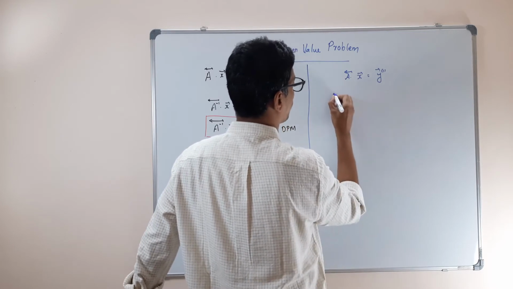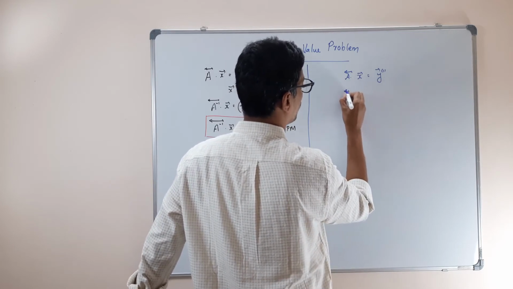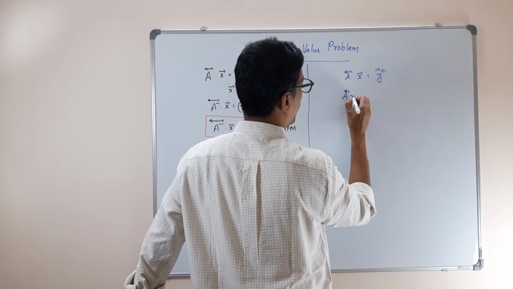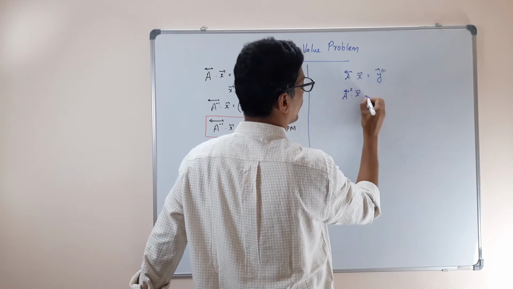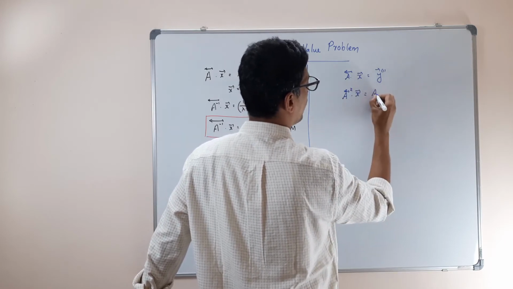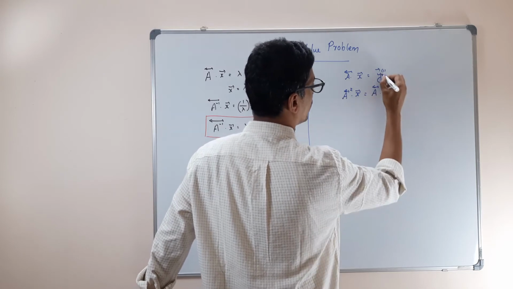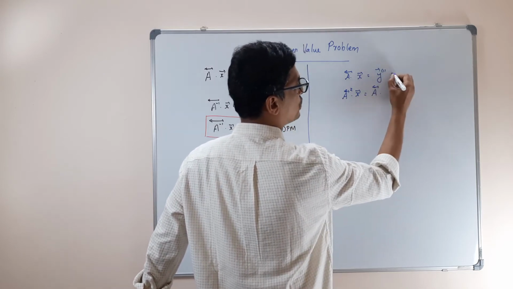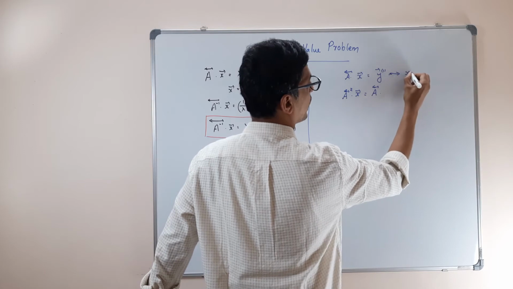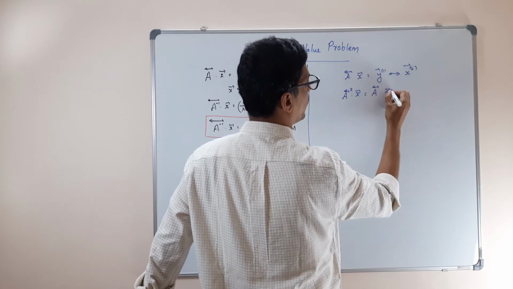In the direct power method, we start with some arbitrary x, multiply with matrix A, and that gives something, say y1, which we scale to x1. In the second step, we take A square times x, and if I scale this, it will be x1.